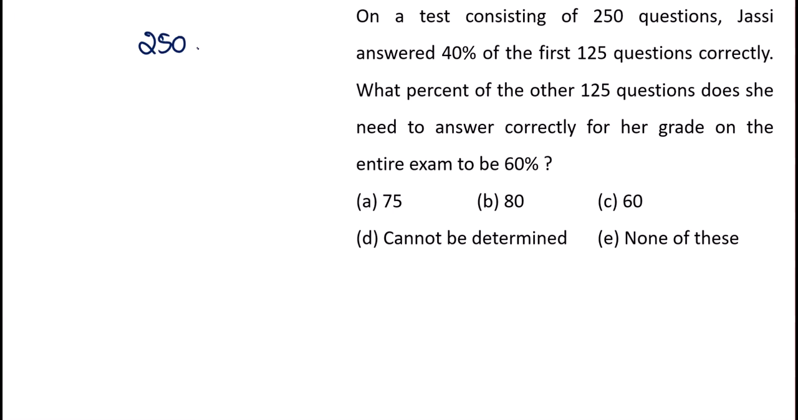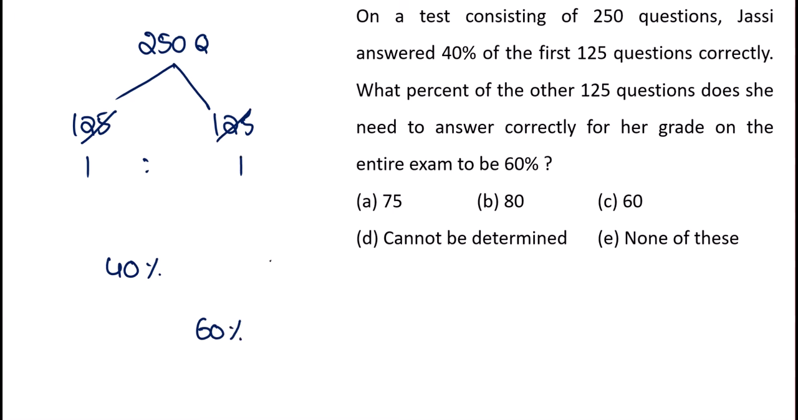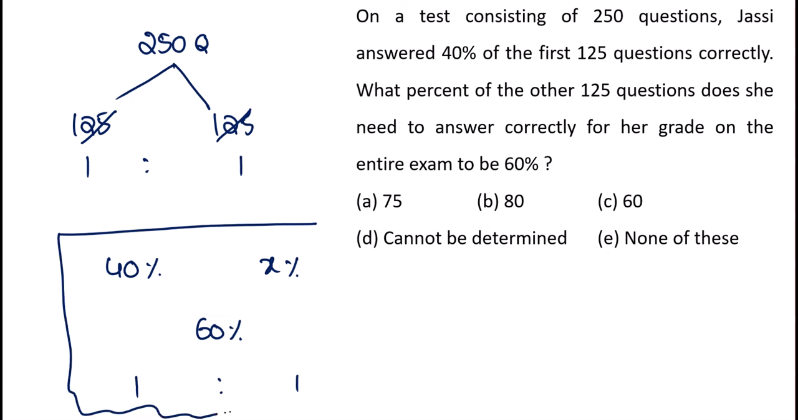250 questions, as it is equal, 125, 125, it's a 1 is to 1 ratio. I want 1 is to 1, right? Here 40%, here something, mixing is 60%. What should be this X? The ratio should be 1 is to 1 only. You want the ratio 1 is to 1, okay? Initially 40%, overall, this is what entire exam means, overall.